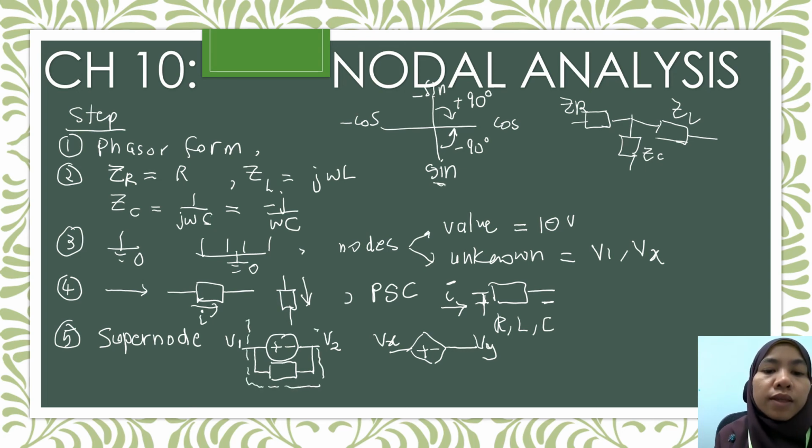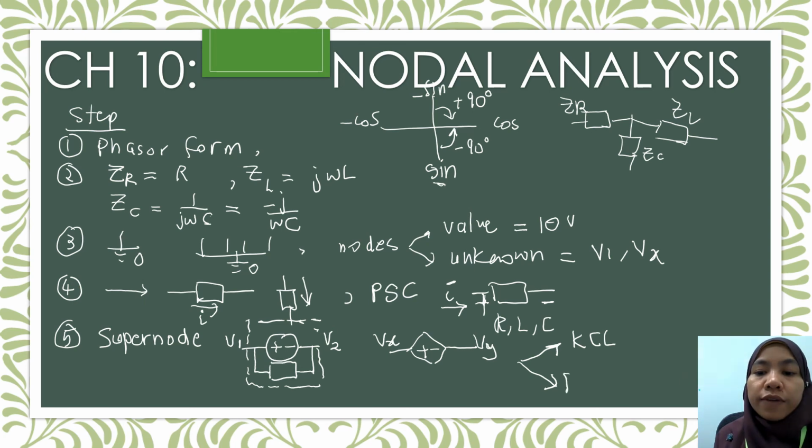Okay. And what will you do? If you have a supernode, you need to have two equations. One is the KCL at the node, meaning if you have a border for the supernode, then current entering this border should be equal to current leaving the border of this supernode.